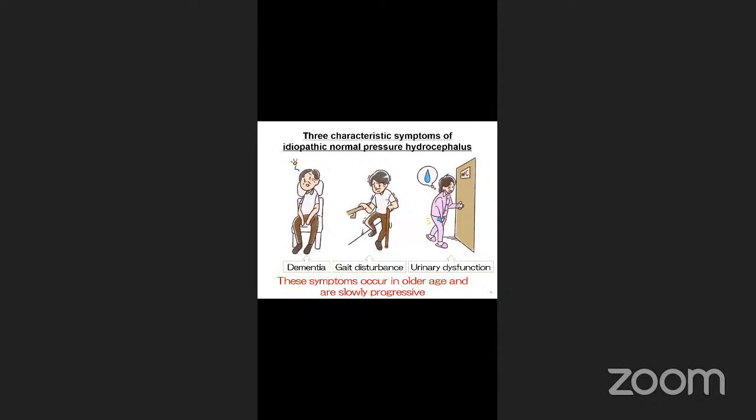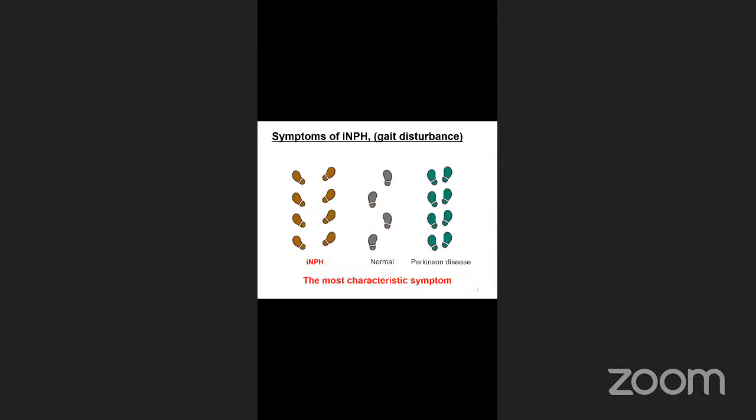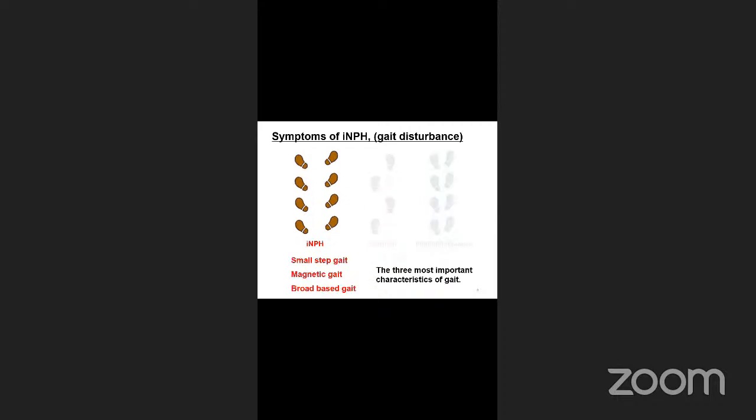Symptoms of INPH are dementia, gait disturbance, and urinary incontinence, sometimes described as the triad of symptoms. These symptoms occur in older age and are slowly progressive. The most characteristic symptom of this disease is gait disturbance. The center shows the normal pattern of gait. On the right is the small step gait of Parkinson's disease, and on the left is the gait of an INPH patient. An INPH patient has a small step gait, magnetic gait, and broad-based gait, and also falls easily.